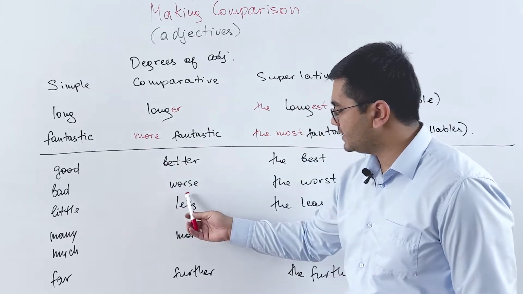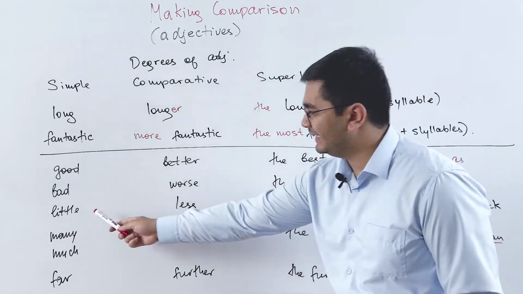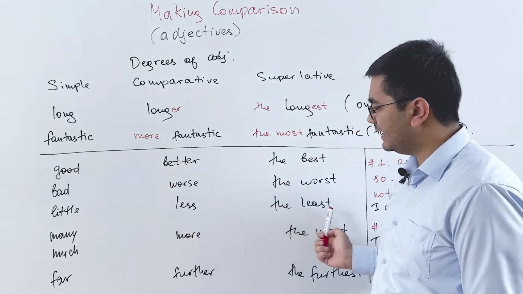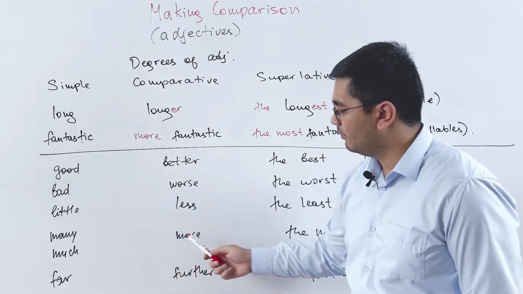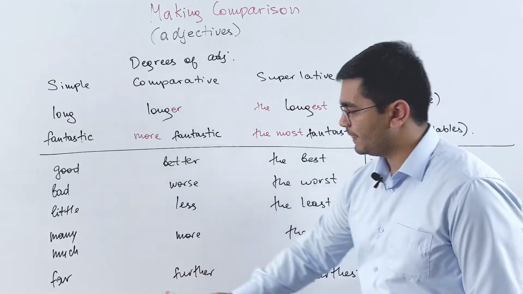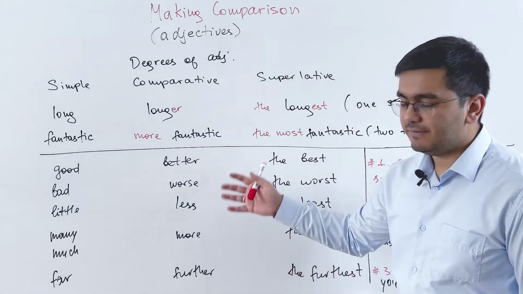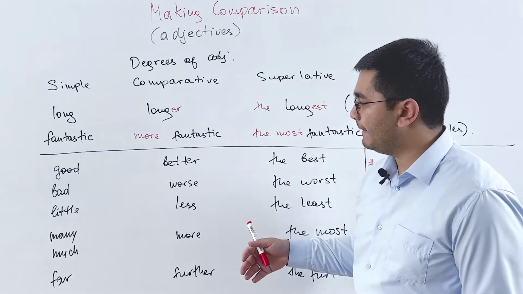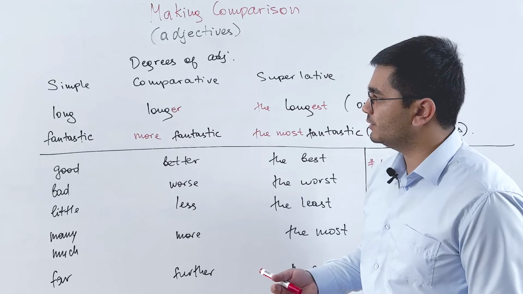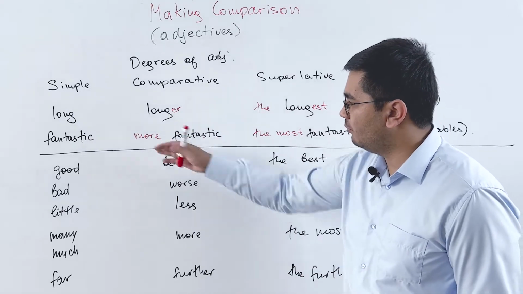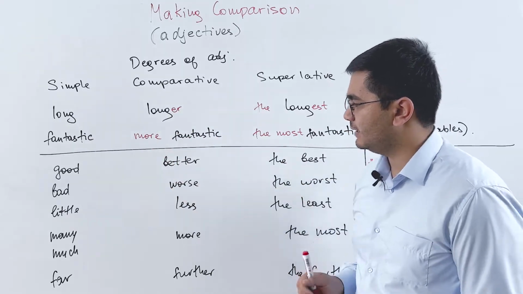Bad, worse, the worst. Little, less, the least. Many, much, more, the most. Far, further, the furthest. These are the 5 words that don't obey the rules, and we cannot add ER or more. They just make themselves.